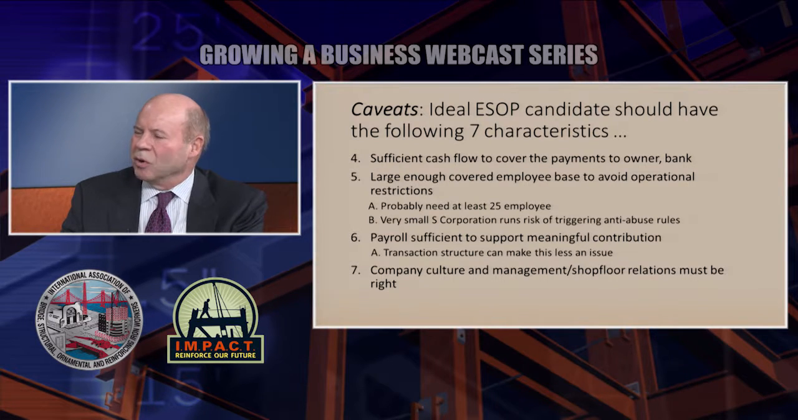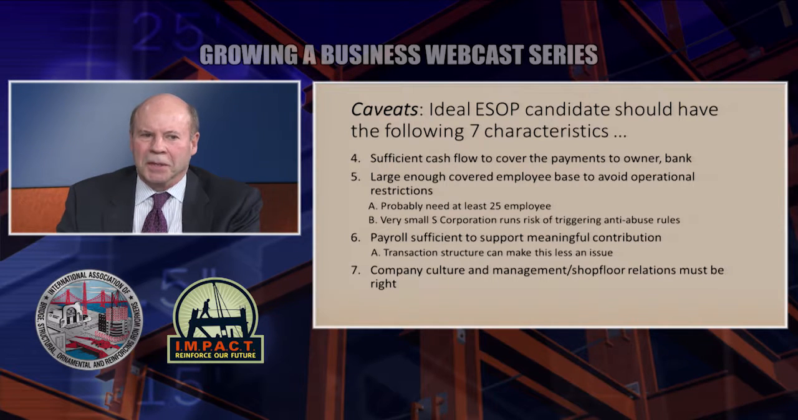Next, we need to make sure we have enough employees really to create a base for contributions. We have a 25% of compensation limit, which we'll get into later. And if we have very small ESOP companies that are S corporations, we run into some very stringent anti-abuse rules that are very difficult to get around. So we typically say, if you're looking seriously at an ESOP, figure on maybe 25 employees or more.